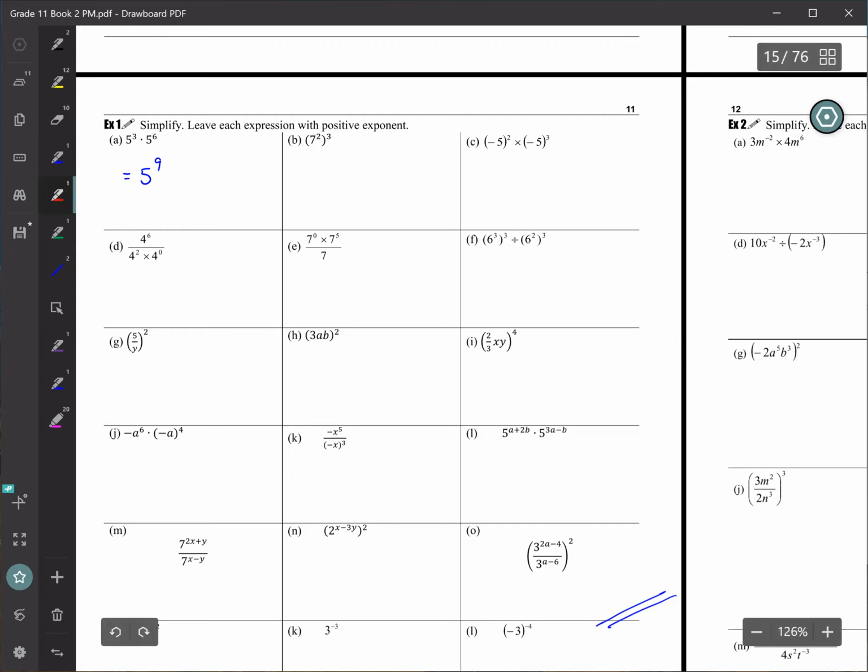So when you see the word simplify, you don't need to find the answer. If you want to find the answer, they will say evaluate. So leave all the expressions with positive exponents, right? When you see that, it also tells you that you want to keep the exponent there, okay?